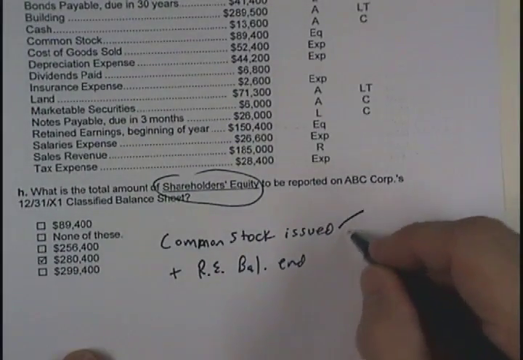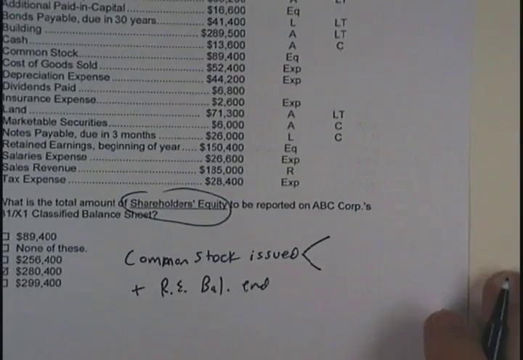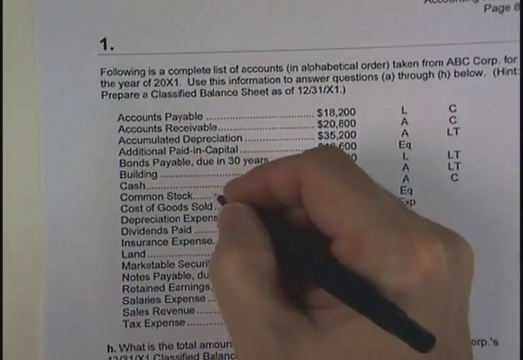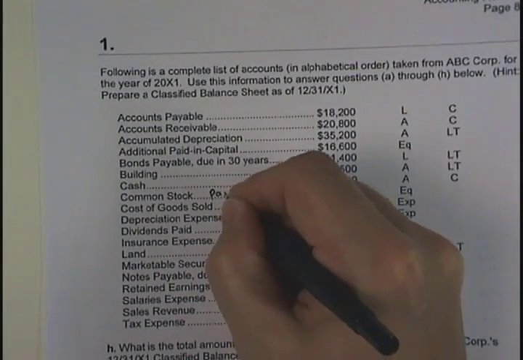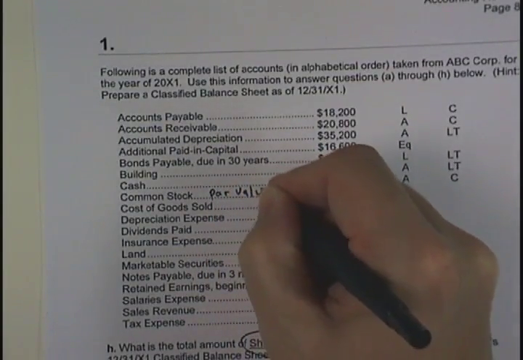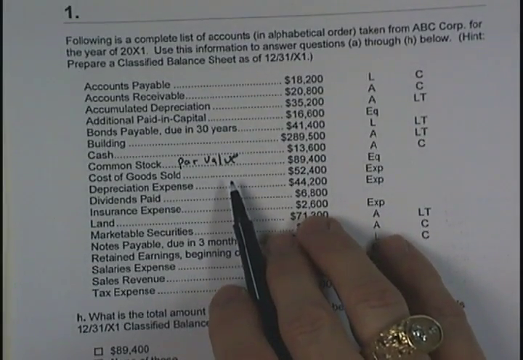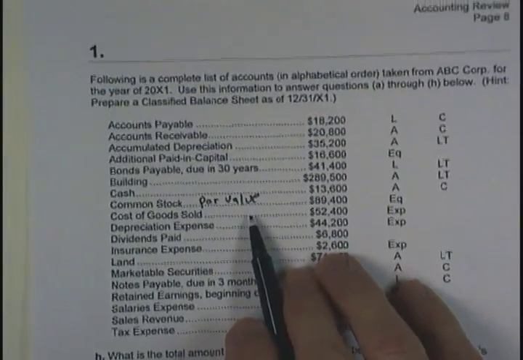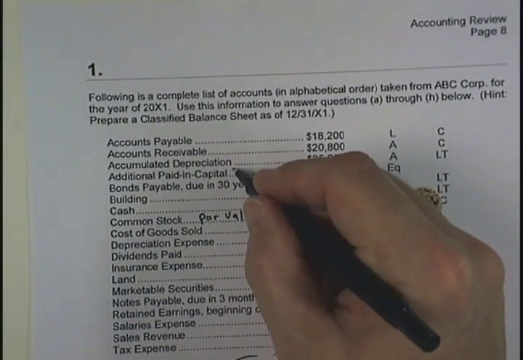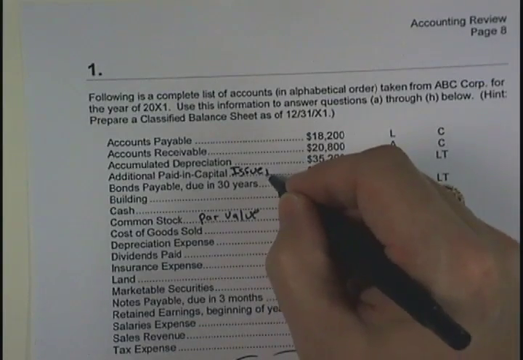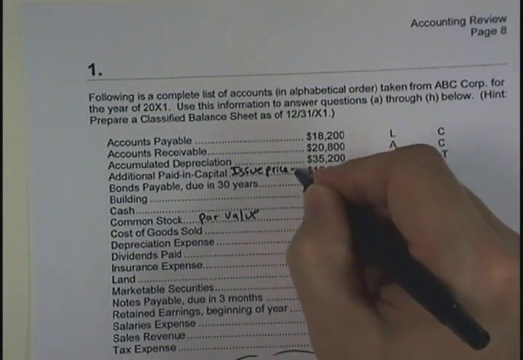The information we're given shows us the two components of common stock. When common stock is issued, the par value of the stock goes into that common stock account, and anything above and beyond the par value when the stock is issued goes into this additional paid-in capital account, which is the issue price minus the par value.